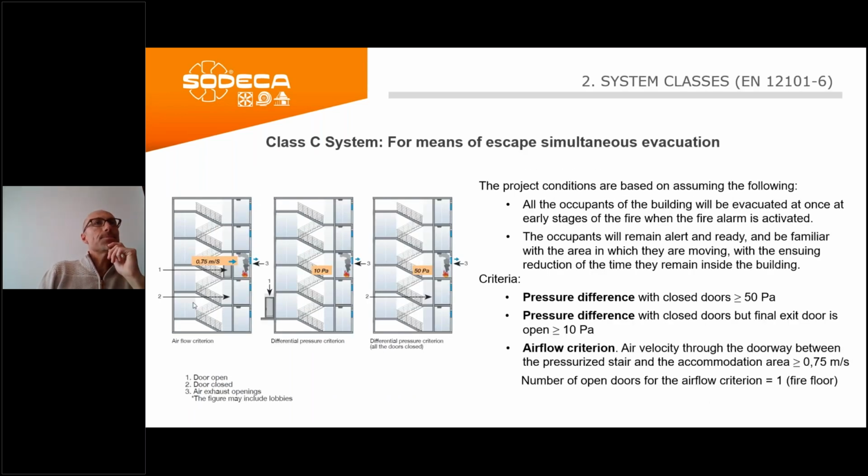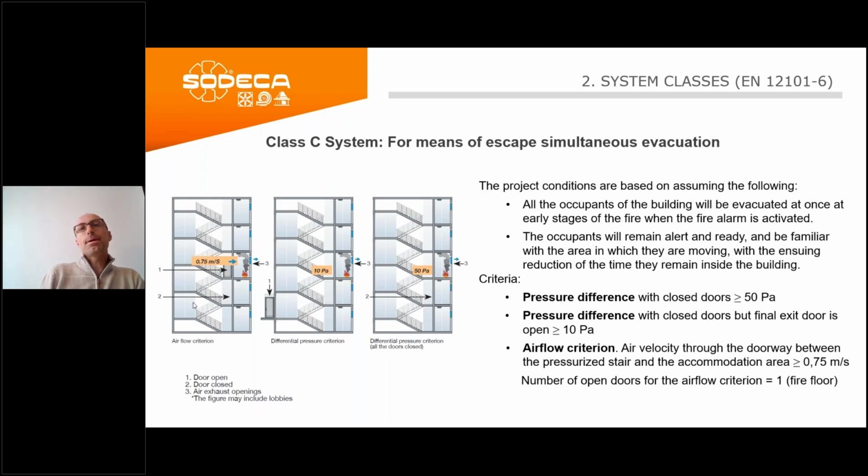A Class C system is also one of the 4 that are meant only for means of escape, but in this case is different from Class A. In this case is for buildings that will have a simultaneous evacuation. So all the occupants of the building will be evacuated at once, and the occupants will remain alert and ready and be familiar with the area in which they are moving, typically an office building, for instance.